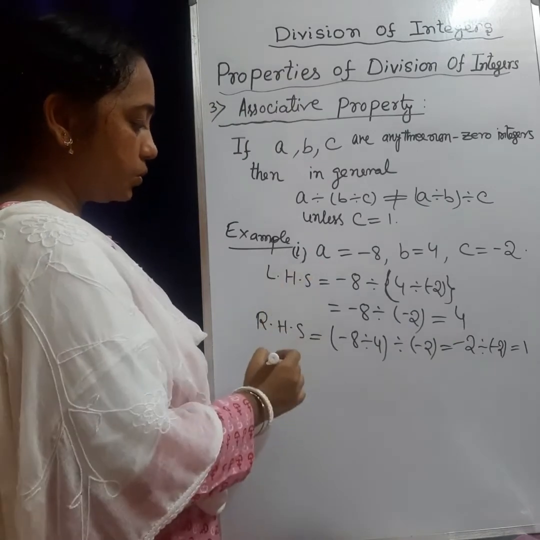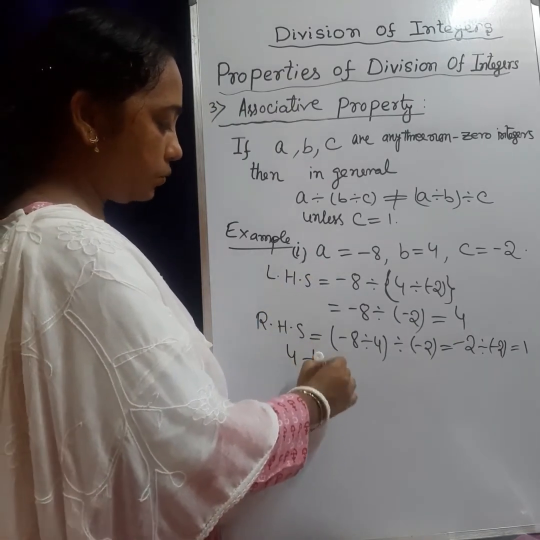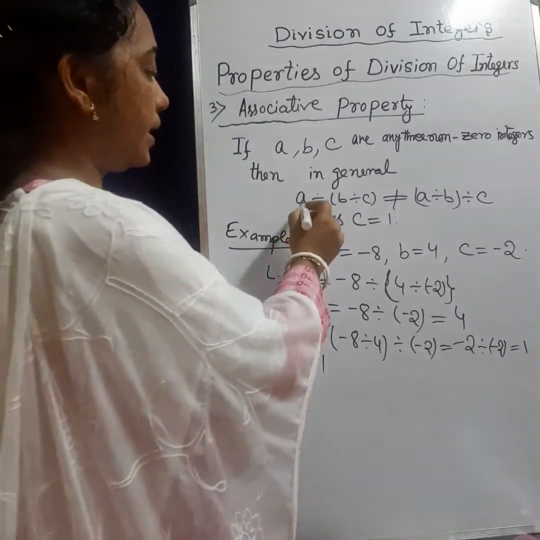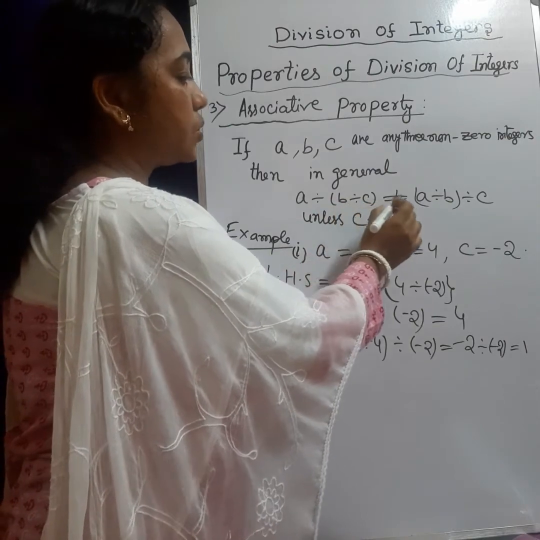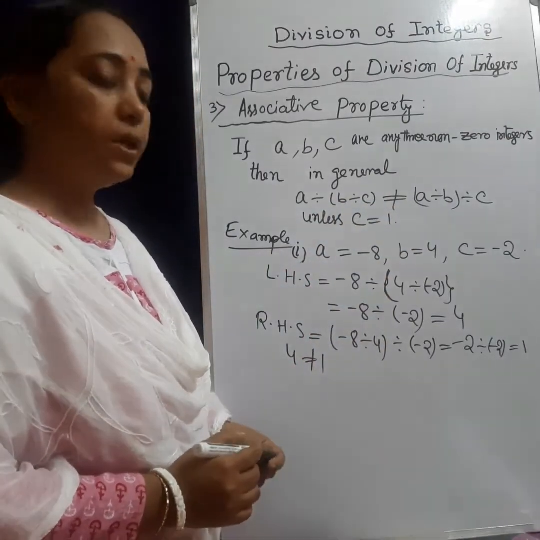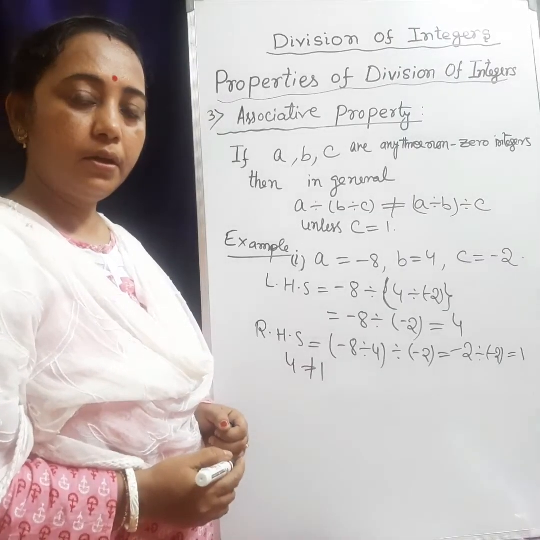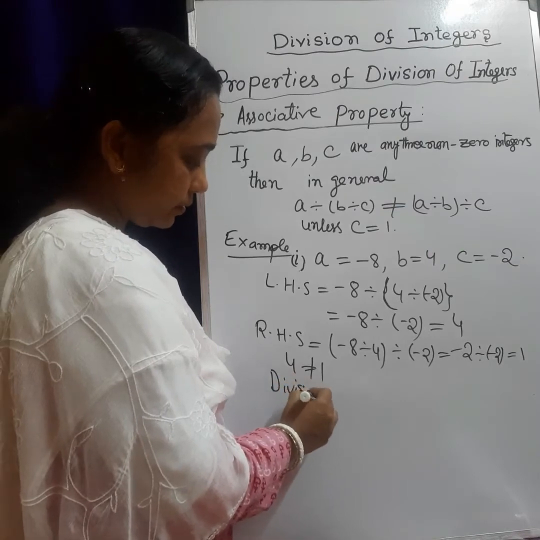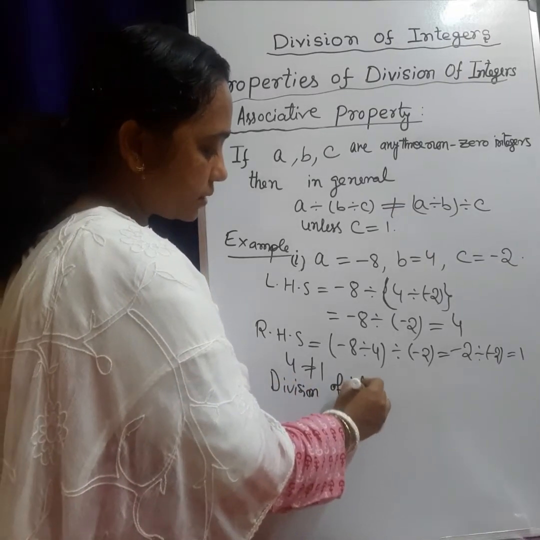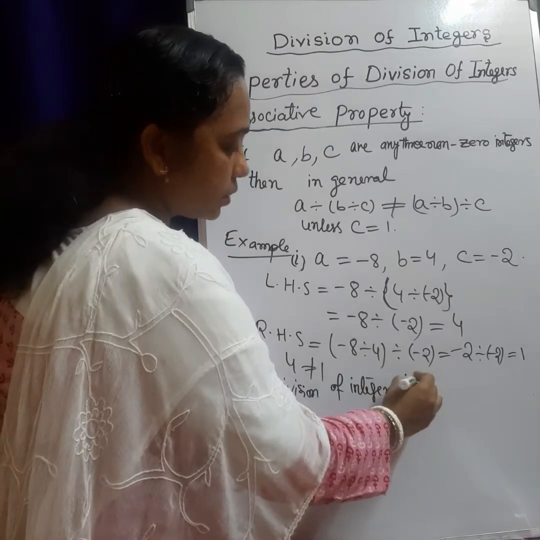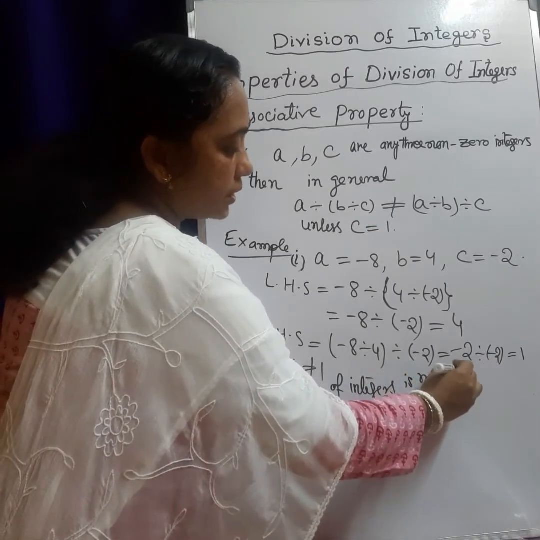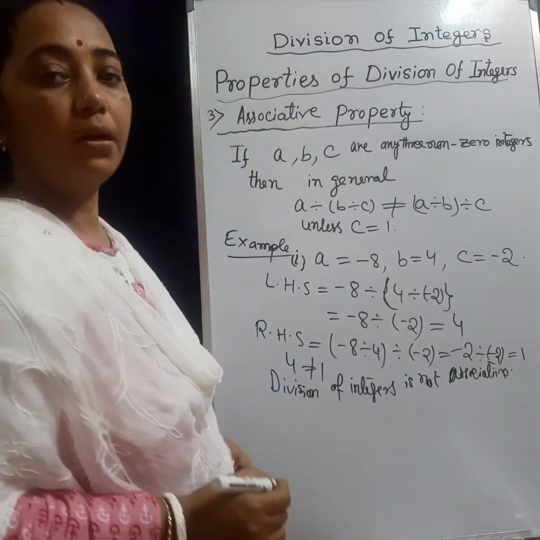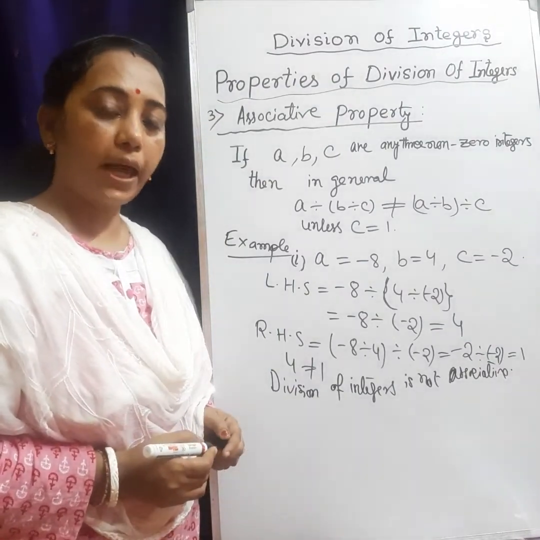So that will give only 1. So from these two results, we can see that 4 is not equal to 1. That means this result is not equal. Means (a ÷ b) ÷ c is not equal to a ÷ (b ÷ c). Thus we can say that division of integers is not associative. So division of integers is not associative.